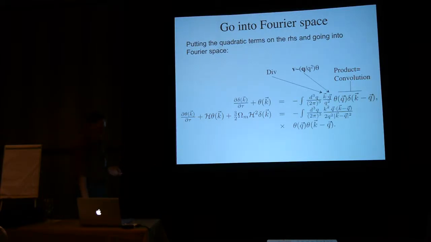And then you can say, okay, how would I solve that? I'm now going to first solve the case where I set the right-hand side to 0 here. Then I'm going to take that solution and plug it into the right-hand side and solve the next order, and go on iteratively like that.